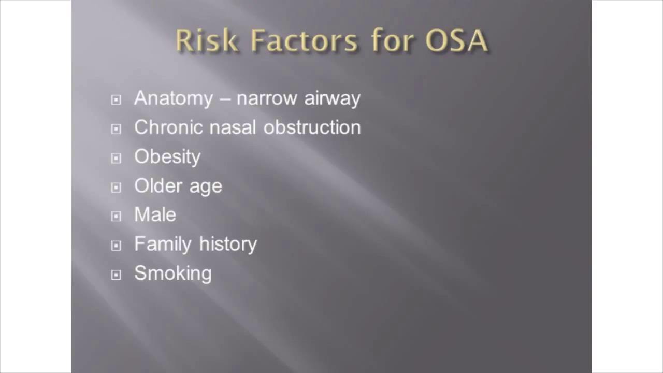The risk factors are numerous. Anatomy, this is very interesting. For example, it has been shown that Asians, particularly East Asians, have obstructive sleep apnea even in the absence of obesity because of the anatomy of their mandible and the easier closure of the pharynx. Obesity, older age, male sex, family history is important, and smoking is another important risk factor.